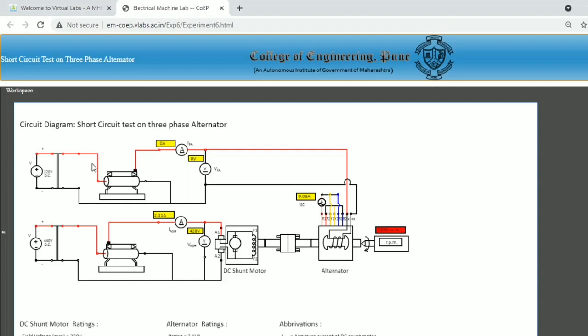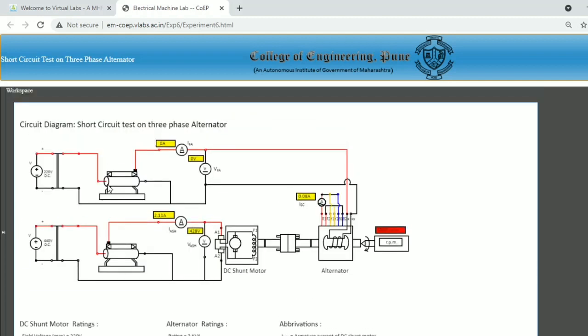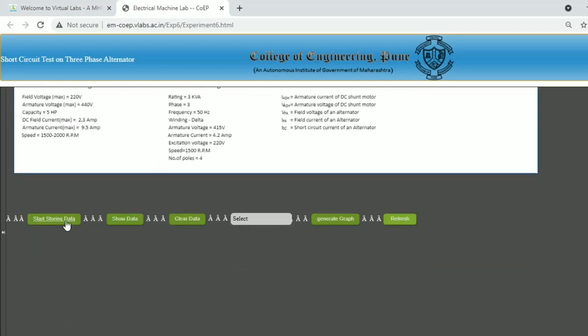Then I am going to adjust this variac to adjust the field current to set up the alternator stator current to its rated current. Here the alternator ratings were given, and you see that the armature current is 4.2 ampere. So I am adjusting this variac in order to get 4.2 ampere. In the meanwhile I am storing every instant of data.